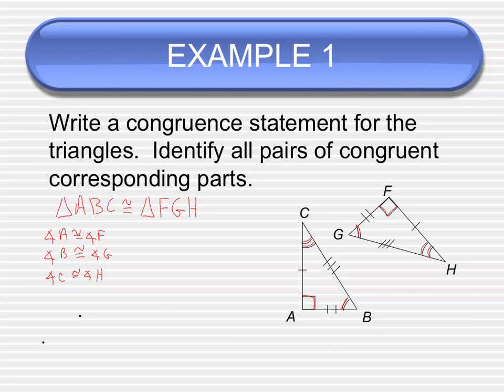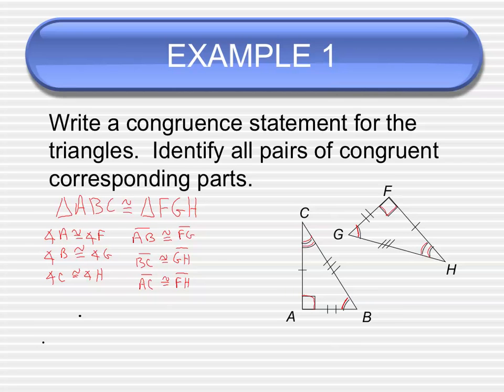And to do the same thing with the sides, you just have to be careful that you go in the correct order. So let me list them first, and then I'll go back through it. Side AB is congruent to side FG. Side BC is congruent and corresponds to side GH, and side AC is congruent and corresponds to side FH. The order in which you list these points is important.